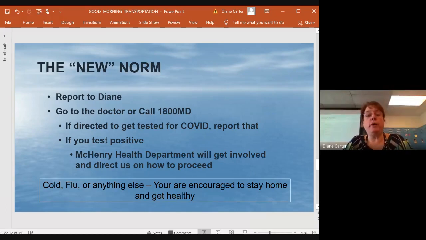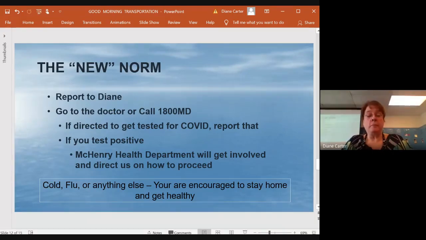They will determine whether you really should go see a doctor, or if something else is there. They are available to every district employee. We'll make sure that information is put in your mailboxes again. You might already have it, but we'll make sure it's there, because we are going to request that you either go to your doctor or you call 1-800-MD.